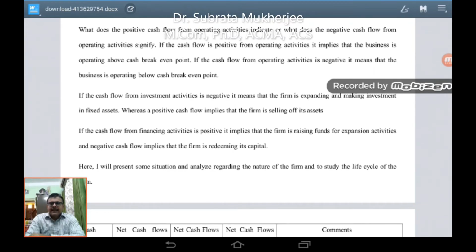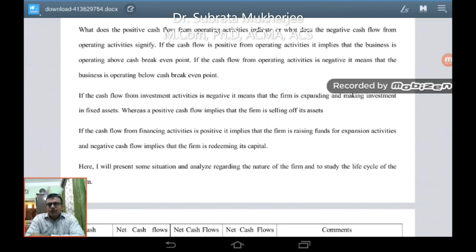What does the positive cash flow from operating activities indicate, or what does the negative cash flow from operating activities signify? If the cash flow is positive from operating activities, it implies that the business is operating above cash break-even point. If it is negative, it means that the business is operating below cash break-even point. If the cash flow from investment activities is negative, it means that the firm is expanding and making investment in fixed assets, whereas a positive cash flow implies that the firm is selling off its assets.